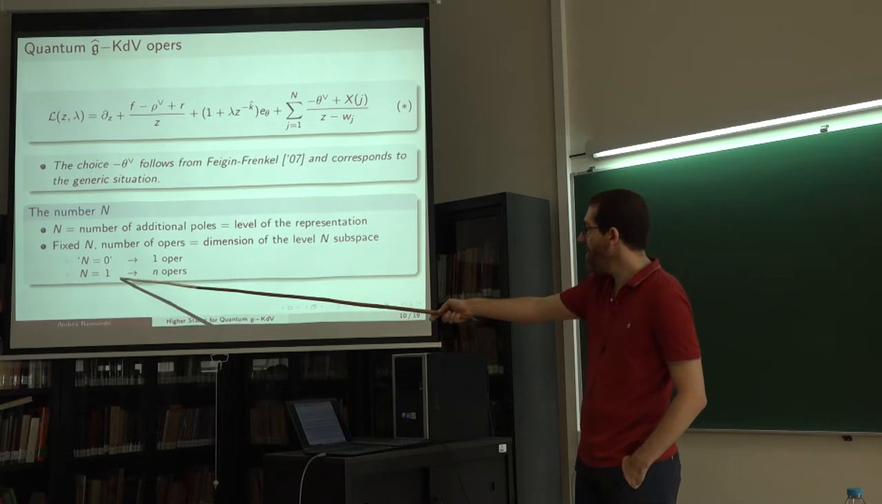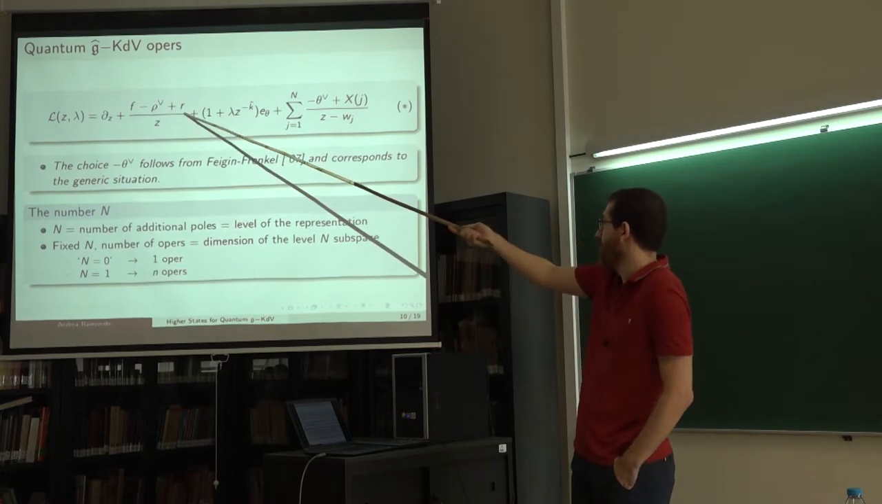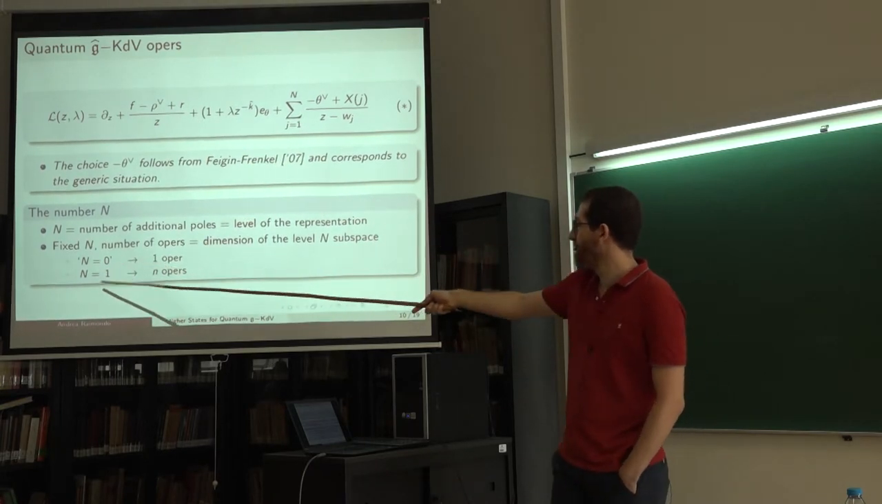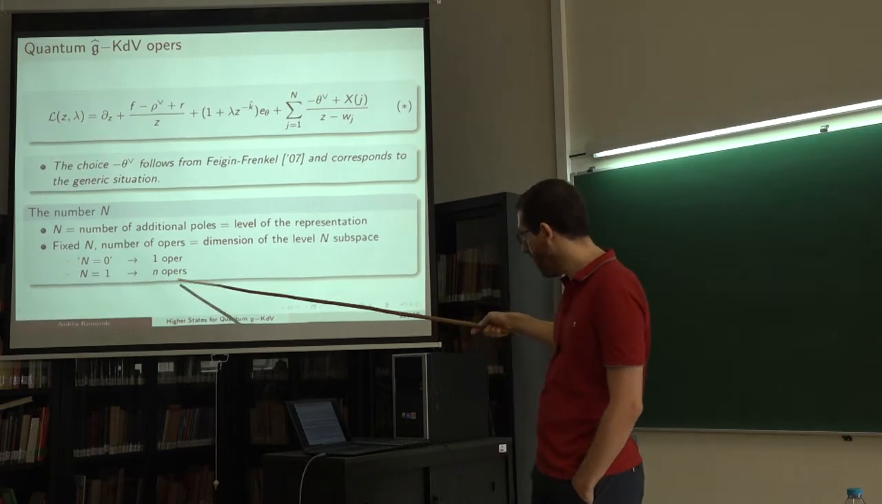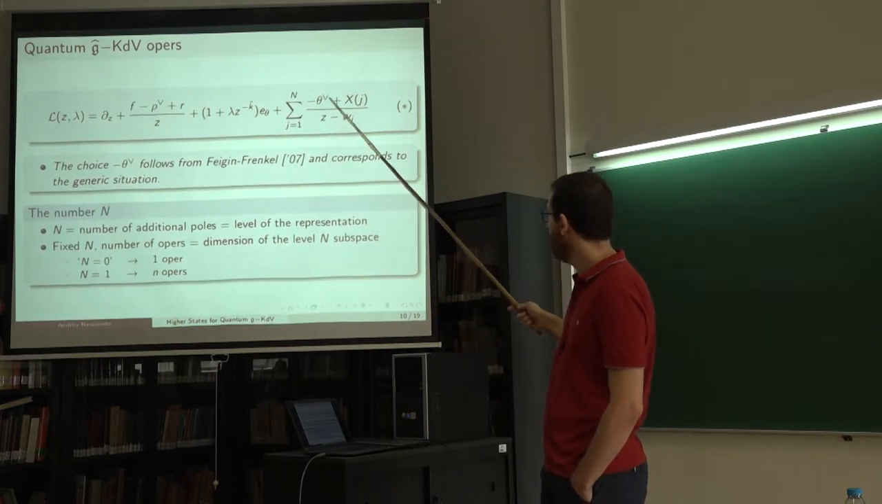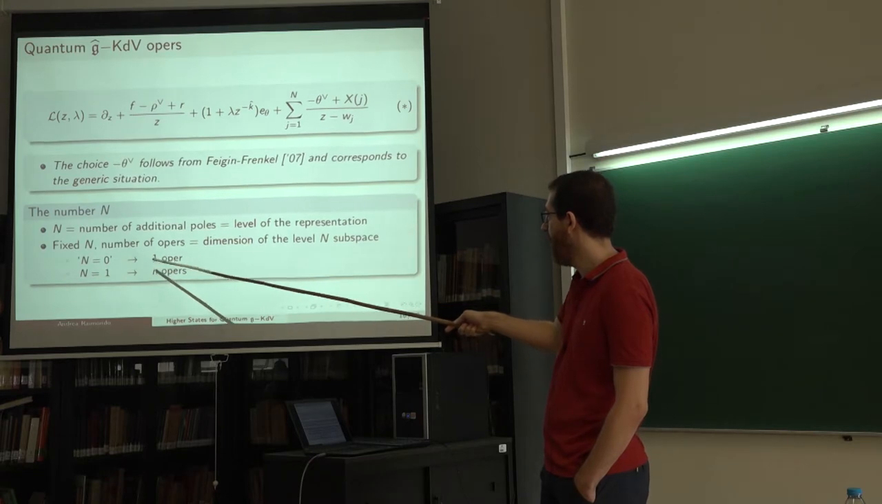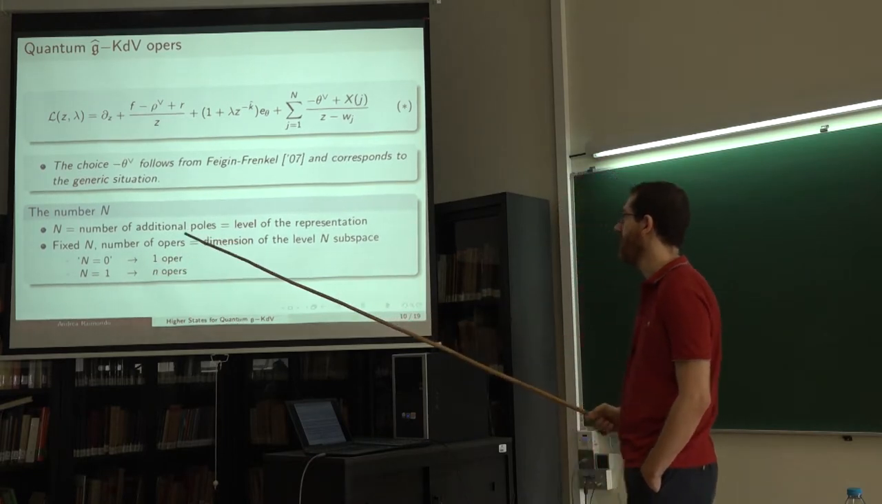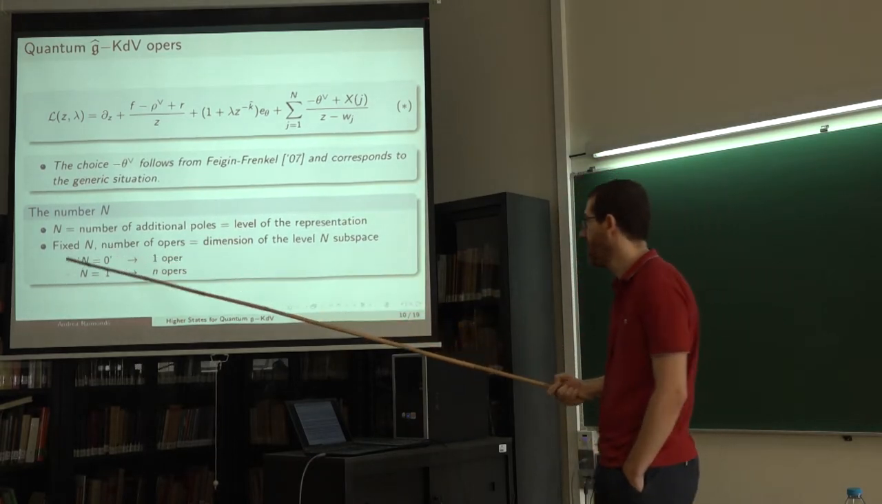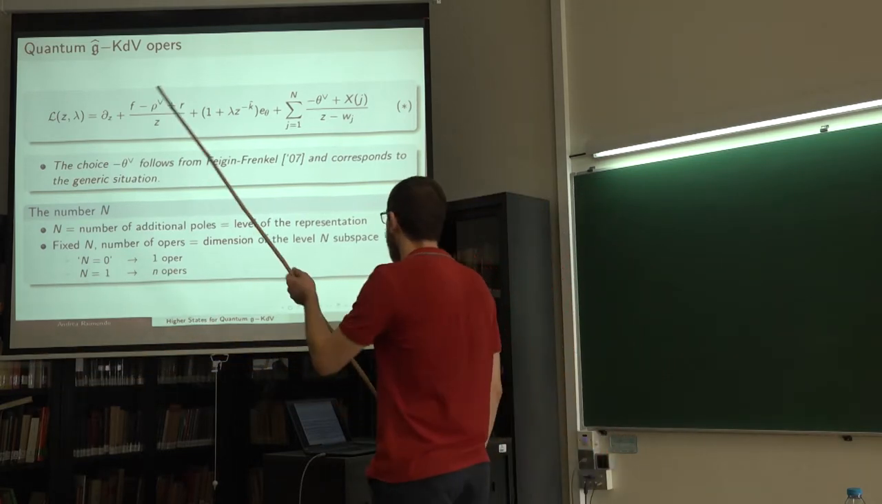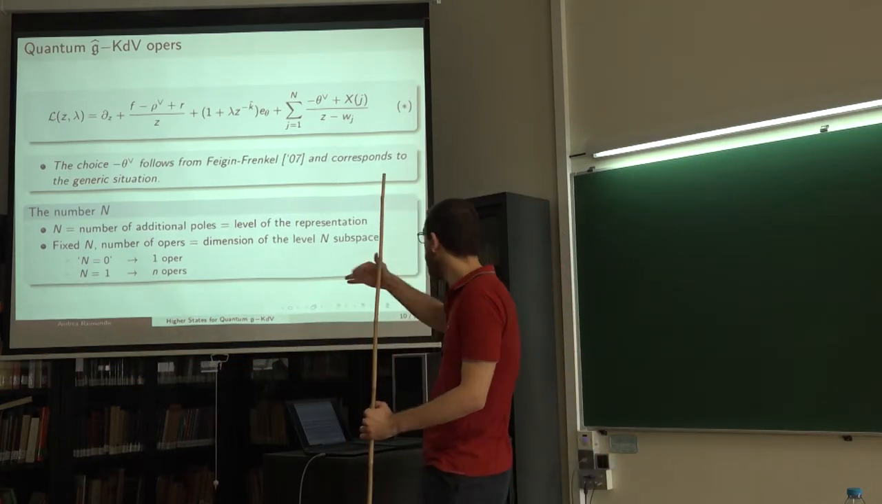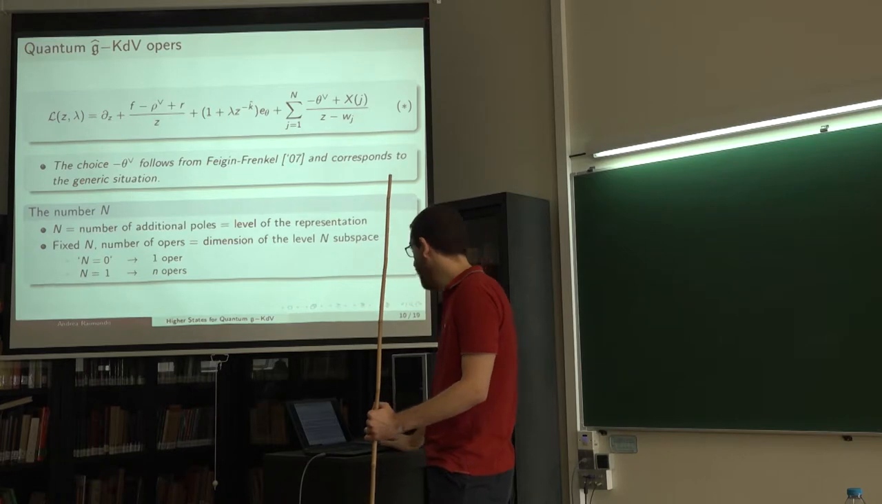For n equal to 1, this is not trivial. Imposing the trivial monodromy condition, you find n opers, where n is the rank of the algebra. And this is a calculation that we did. It's not obvious. So the level 1 subspace is n-dimensional.